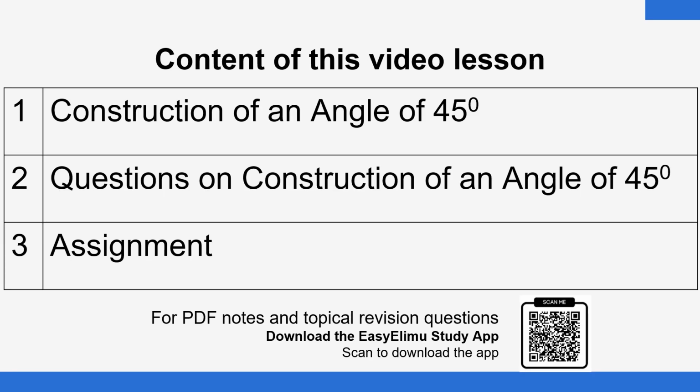So we have a few questions to help us with illustrations on how you can construct an angle of 45 degrees by use of a ruler and a pair of compasses only. Of course, at the end of the lesson, we'll be having some questions in the form of an assignment, just to help us with practicing and to help check on your understanding of the concept as discussed during this lesson.